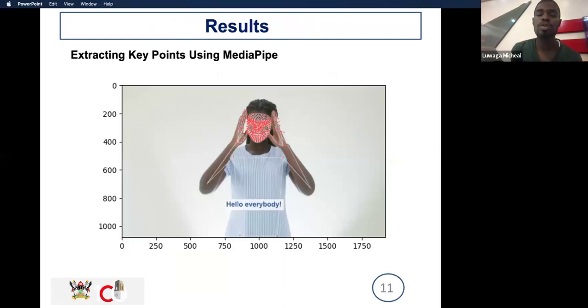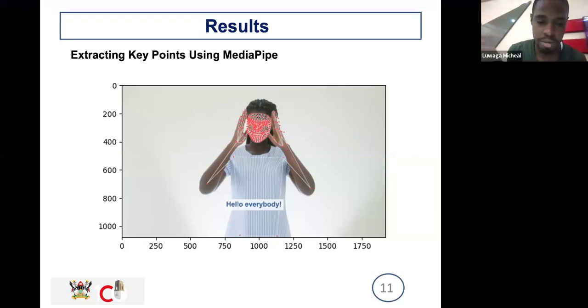So in the process of training, we had three pipelines. We used MediaPipe, ResNet, and VGG19. But our main model was using MediaPipe.